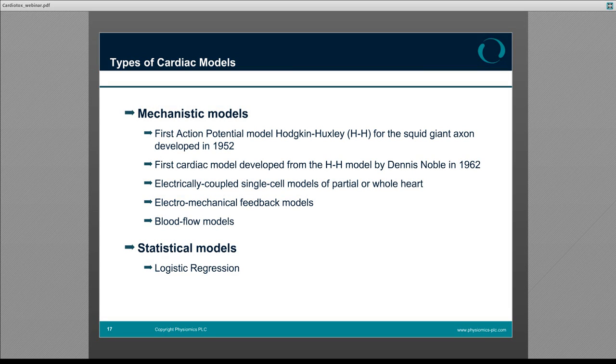Furthermore, other than just modeling single cell action potentials, people have started to couple these single cell models together to start replicating certain parts of the heart, such as the ventricular wall, and also moved on to the complete whole heart. Even moving on from that, they've started to couple mechanical feedback into these models, including blood flow. So these models have become more and more realistic in terms of the biological content as the years have gone by. But as we said before, that doesn't necessarily mean they're going to be predictive. And what we'll also talk about here is a simple logistic regression model that has been published by Chen as well, which also seems to perform quite well.